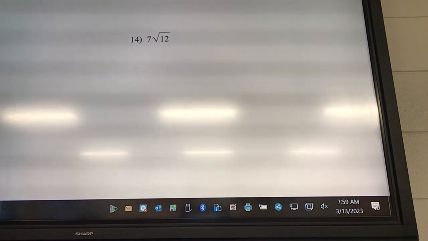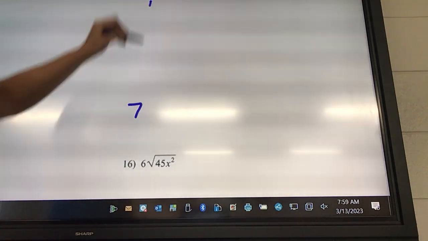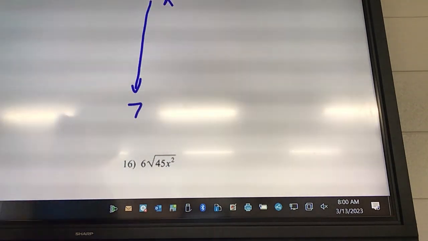Okay, 14. What's the first thing you need to do? What's the first thing we need to do before we even do the tree? Drop down that 7, okay? That is the one mistake people make, is they forget about the coefficient up front, okay? So dropping down the 7 is going to be our very first step. And then we can go ahead and start making the tree.